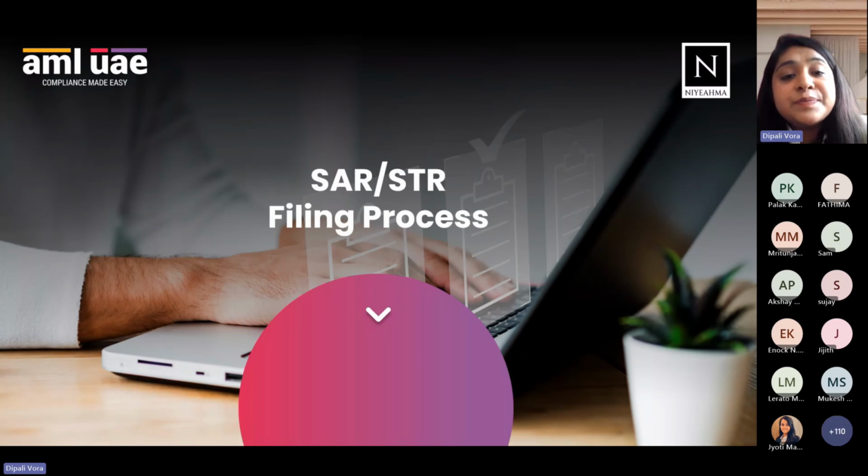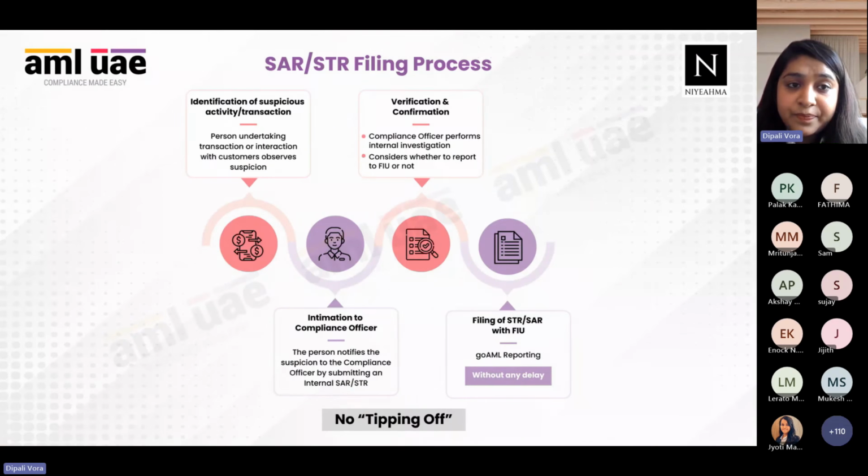Now, the process of filing a suspicious activity and suspicious transaction report. Ideally, the first line of defense, that is our employees, the persons who are directly going to face the customers, are the ones who will see a suspicion. Identification would happen at that stage. When they realize that this particular person or transaction is suspicious, they are required to report it to the compliance officer by filling out an internal suspicious activity report or internal suspicious transaction report. The employees will fill the internal SAR/STR report and submit it to the compliance officer.